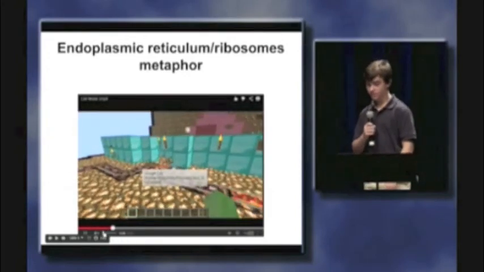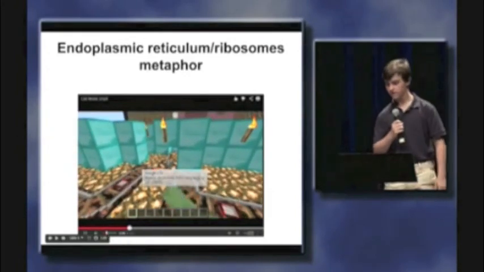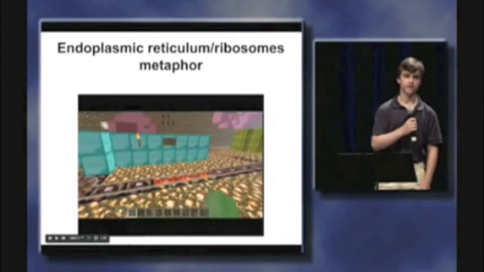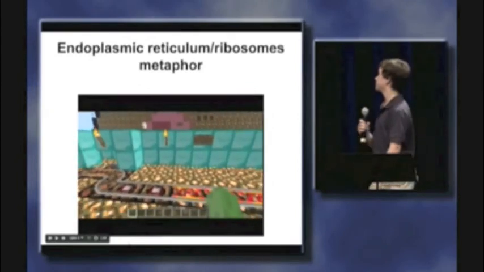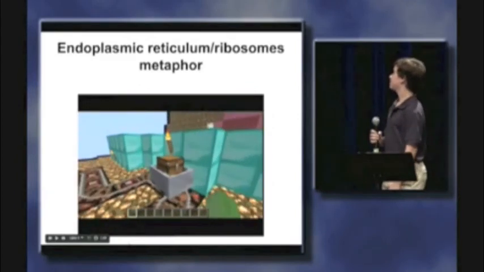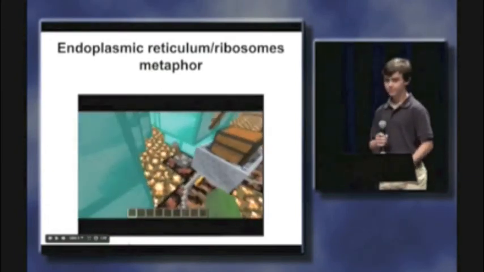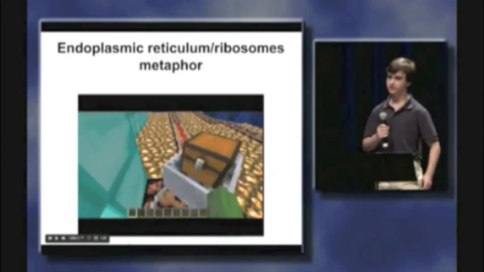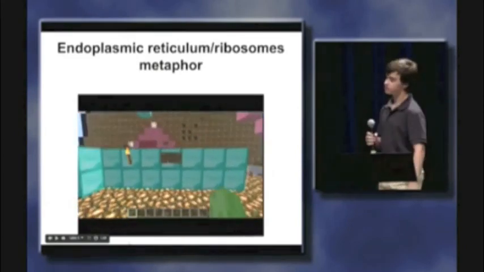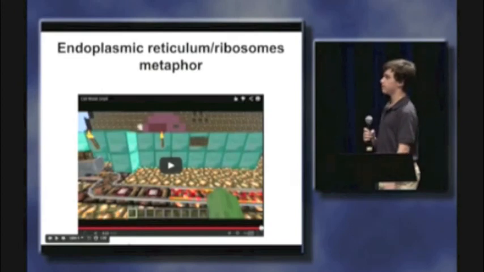Because I used Minecraft, I was able to show the movement of proteins throughout the cell by the endoplasmic reticulum. So the cart represents the distribution of the proteins being put out to the other organelles.